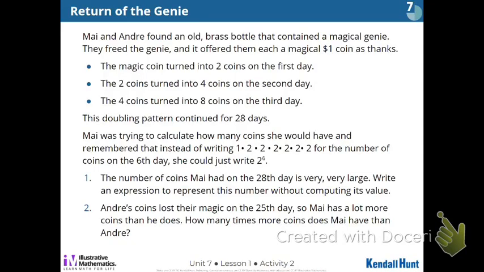In this circumstance, May and Andre found that old genie bottle, and this genie came out, and instead of granting them wishes, gave them each a magic coin. And this magic coin was magic. I don't know if you could tell by its name being magic coin. And this magic coin would double every day. So 2 coins on the first day, 4 coins on the second day, 8 coins on the next day.